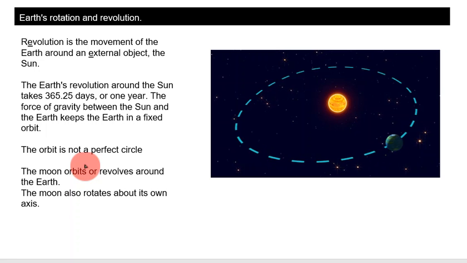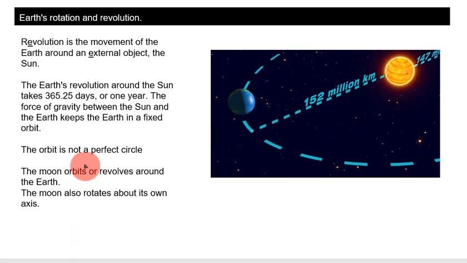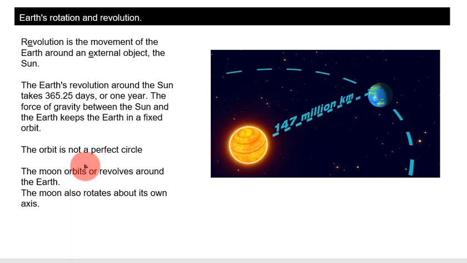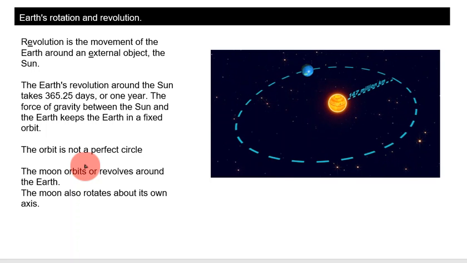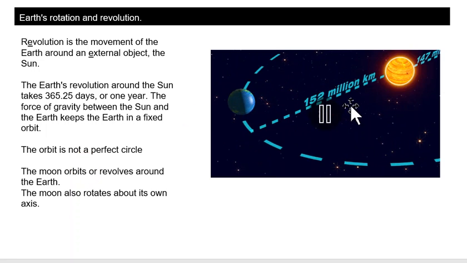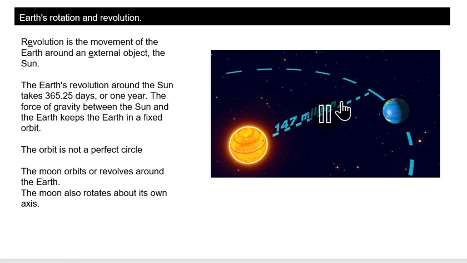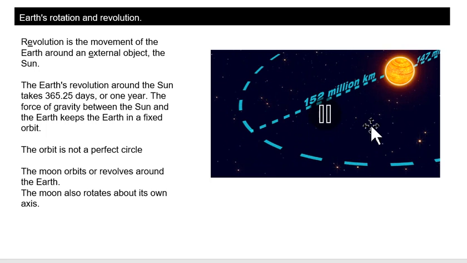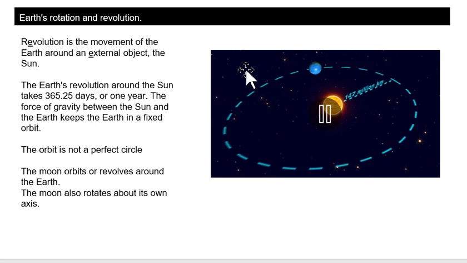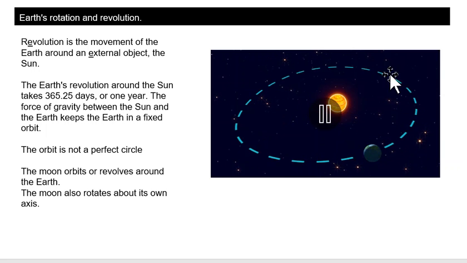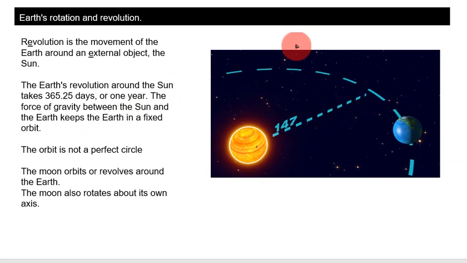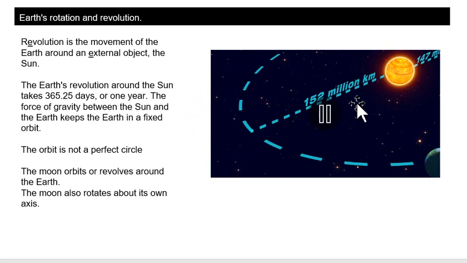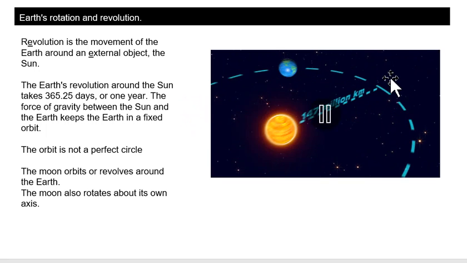So revolution is the movement of the Earth around an external object, which is the Sun. The Earth's revolution around the Sun takes 365.25 days, or 1 year, so that's where we get our 1 year from. The force of gravity between the Sun and the Earth keeps the Earth in a fixed orbit. It's this force of gravity that causes the Earth to orbit around the Sun. If the Sun wasn't there, the Earth would move off its orbit and off into space.